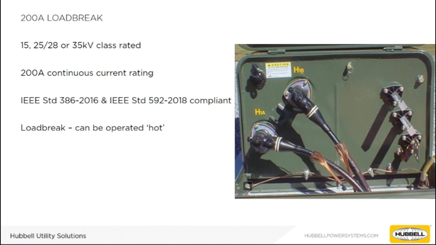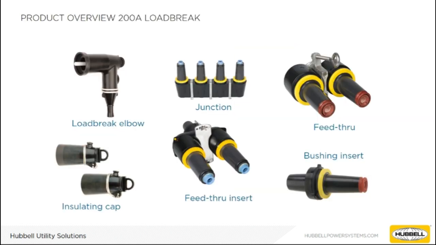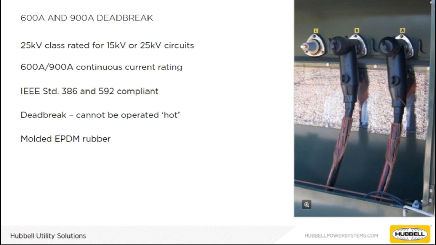Our 200 amp load break product line includes load break elbows, junctions, feed-throughs, and bushing inserts. We can also provide customers with insulating caps and fused elbows. The Hubble 600 amp and 900 amp products are available for 15, 25, and 35 kV systems. These are often network feeder lines found in commercial and industrial applications, as well as in power generation systems like wind and solar. Dead break separable connectors are bolted together and cannot be safely operated while energized. All Hubble products maintain a dead front status, so all our cable accessories will always be insulated.